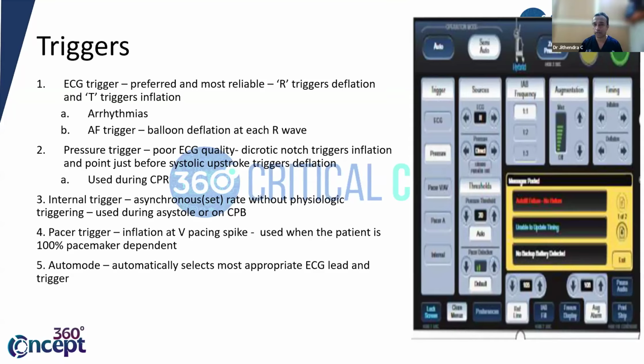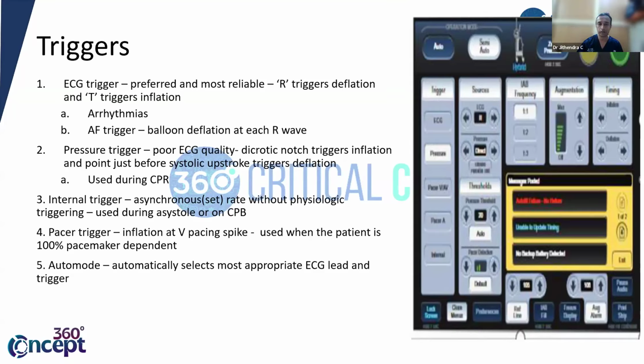So where do we trigger? I told you the dicrotic notch is the trigger for inflation, and the point just before the systolic upstroke triggers the deflation. At the dicrotic notch you'll have an inflation, and just before the arterial trace upstroke, at unassisted end diastole, you'll see that there is a deflation. When do we commonly use it? During CPR. We know there is no rhythm during cardiac arrest, so your IABP can't rely on the ECG waveform. At that time you'll change the trigger to pressure and continue. Whenever you're doing CPR, you have the arterial trace.